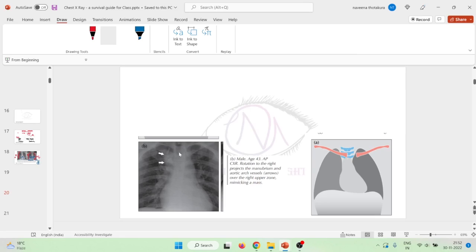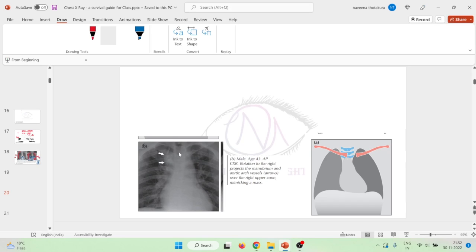Hello friends, let us now learn some important side effects of bedside radiograph. So, what is bedside radiograph? What is one of the disadvantages actually?